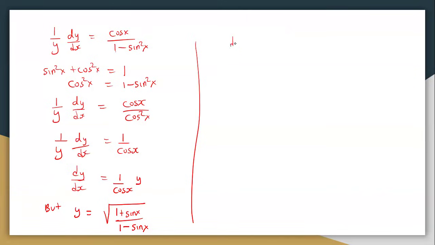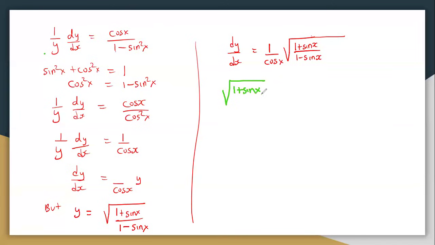So we shall come and say dy dx will equal 1 out of cos of x, then times our y, which is going to be the square root of 1 plus sine of x into 1 minus sine of x. Now at this point is where we can rationalize. When we are rationalizing, you remember from your math, when you are looking at sides, that 1 plus sine of x into 1 minus sine of x, here I can decide to multiply times 1 plus sine of x divided by 1 plus sine of x. I can do it like that. So what is going to happen?